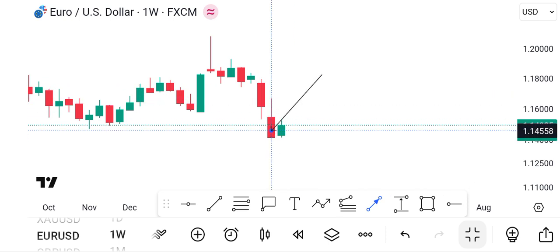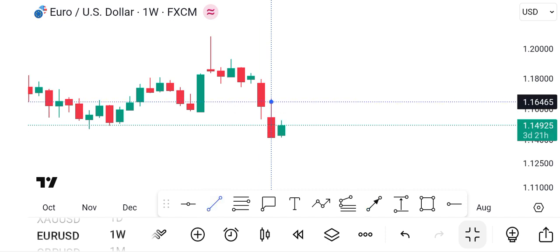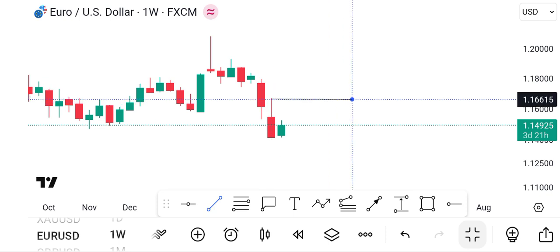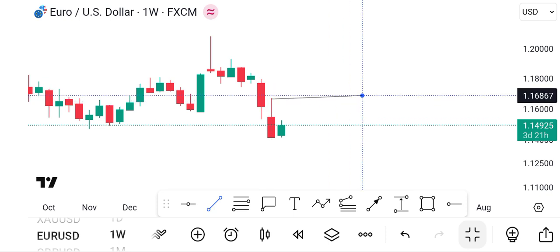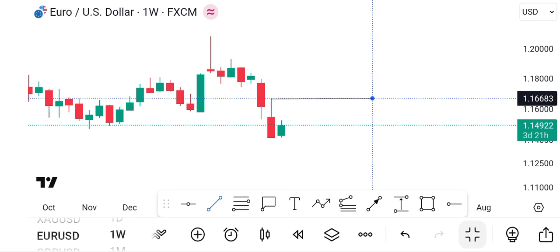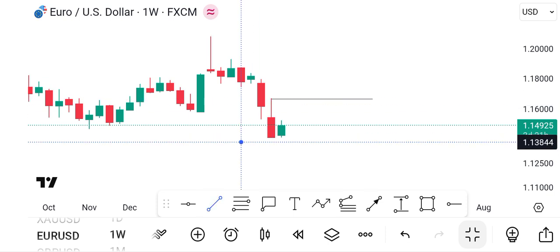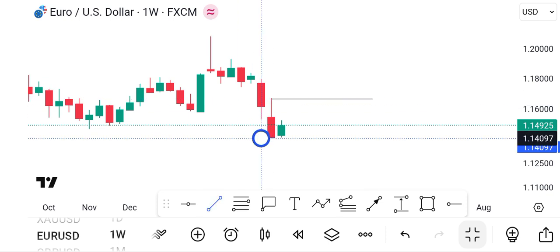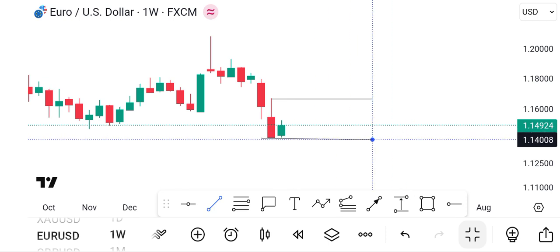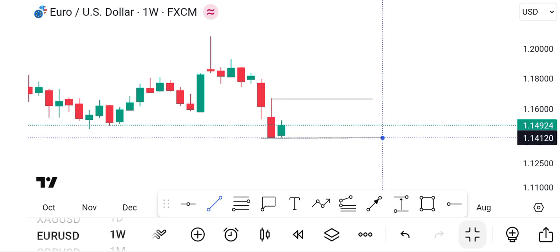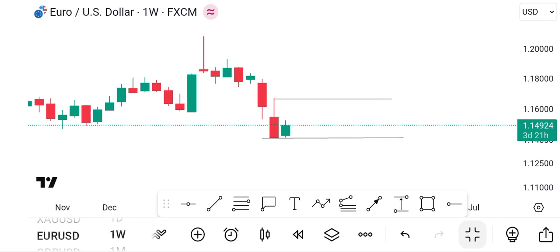So like I said, this is the previous week high and this is the low of the previous week. And the next thing to do is to spot out the previous week high. Now this is it guys, this is me identifying the previous week high. Okay, and the next one is the previous week low. So this happens to be the previous week low. So here it is. Now what should we do next?